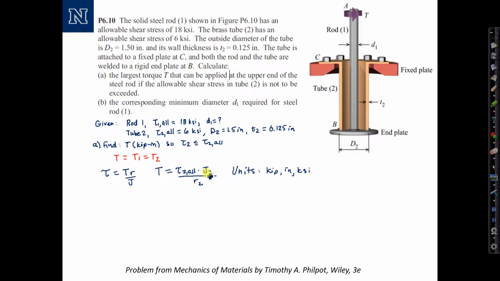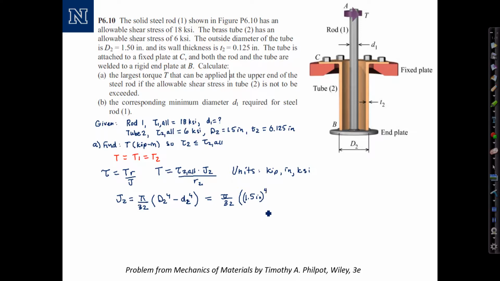Okay. Note that we need to solve for the polar moment of inertia, J2, for a tube section, equal to pi over 32 times the outer diameter to the fourth minus the inner diameter, which I'll call D2, to the fourth. And we saw in an earlier video that the inner diameter is equal to the outer diameter minus 2 times the thickness. So I'm going to quickly tabulate that.